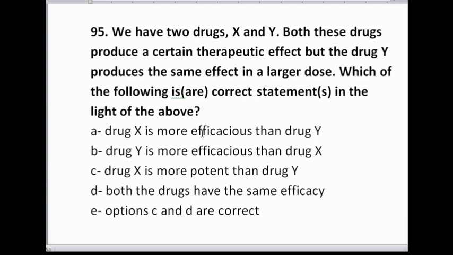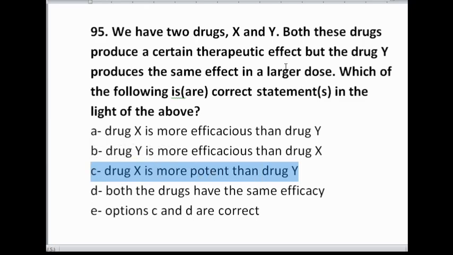So actually we know from the above question that these drugs will produce the same therapeutic effect, but the drug Y produces it in larger dose. So it means the drug X is more potent than drug Y. To produce the same effect, less amount of drug X is needed. So drug X is more potent than drug Y. So one option is this. This is also a correct option.